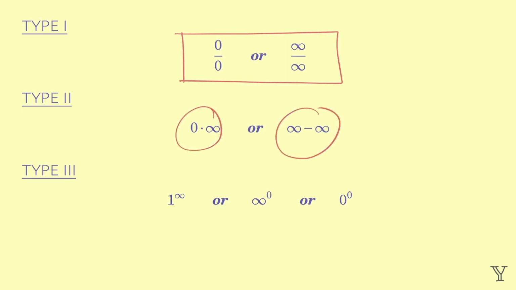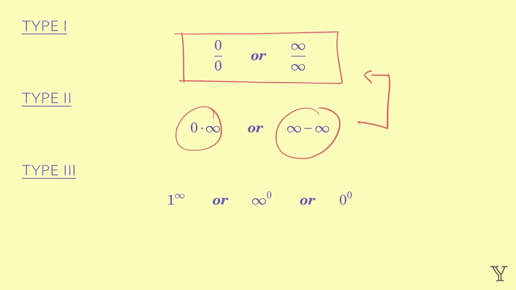We will examine the application of L'Hopital's rule in three types of problems. Type 1 problems are those which are already in the form 0 upon 0 or infinity upon infinity. In such cases, we can directly apply L'Hopital's rule to evaluate the limit. Type 2 problems consist of limits of the form 0 times infinity or infinity minus infinity. By some simple algebraic manipulations, it is usually quite straightforward to transform type 2 problems to type 1 problems.